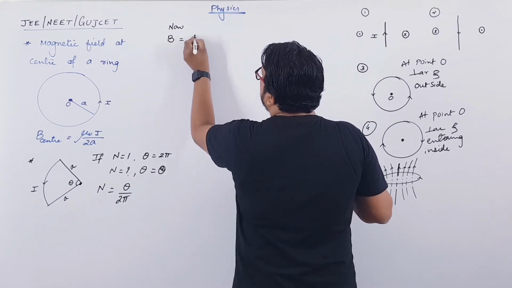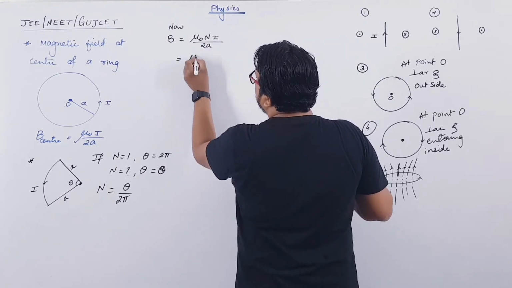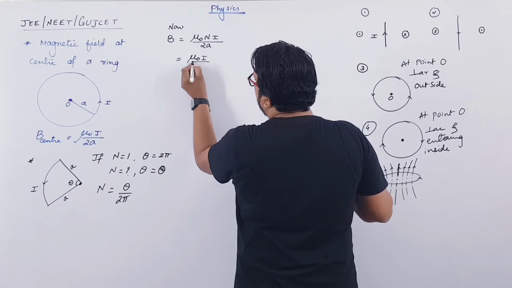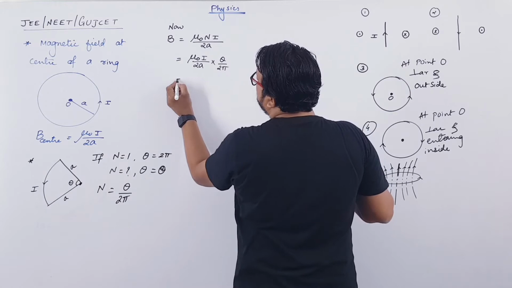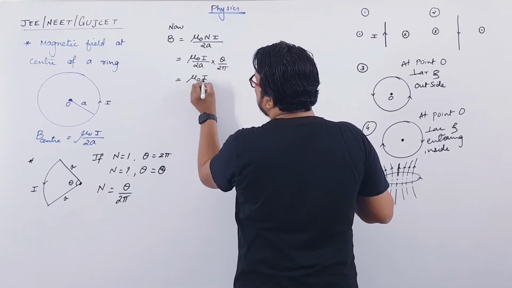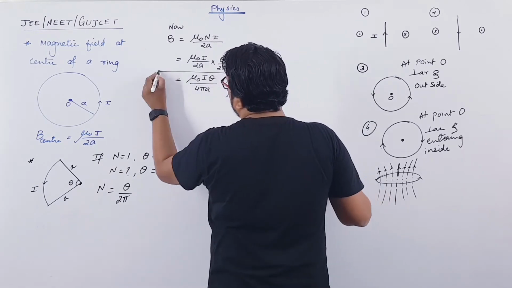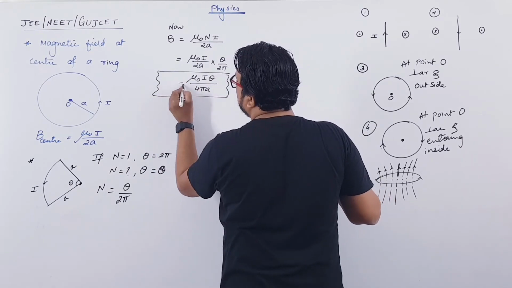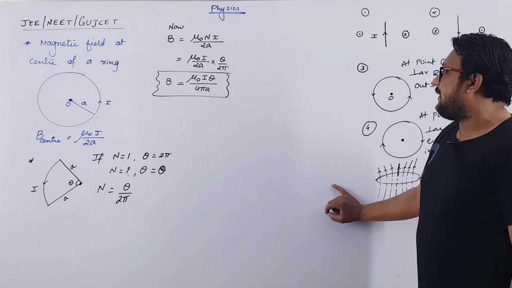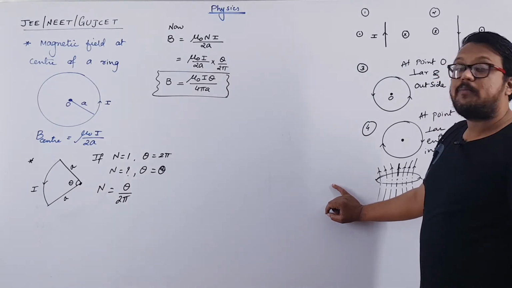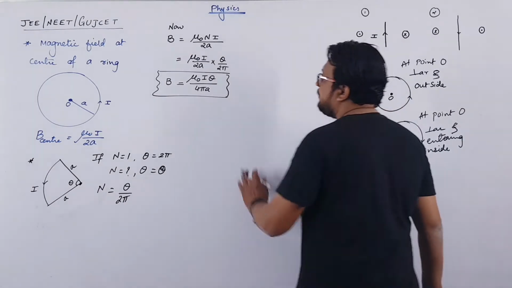Now, B will be equal to mu naught Ni over 2A. So that is equal to mu naught I over 2A into what is n? Theta by 2 pi. So you can directly remember mu naught I theta over 4 pi A. So for any given arc making a particular angle, magnetic field will be mu naught I theta over 4 pi A. This is the formula for magnetic field, right? So how to solve this?